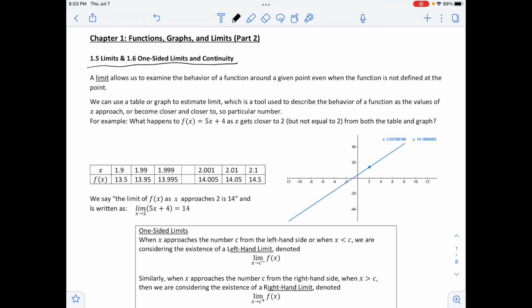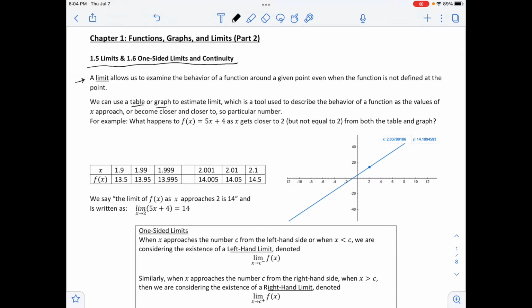So a limit allows us to determine the behavior of a function around a given point, even when the function is not defined at that point. So it's almost like what it's approaching. And it doesn't have to be defined at a specific value. It could still have a limit at that undefined value. So we can use a table or a graph to estimate limits, which is a tool used to describe the behavior of the function as the value of x approaches, or becomes closer and closer to, a particular number.